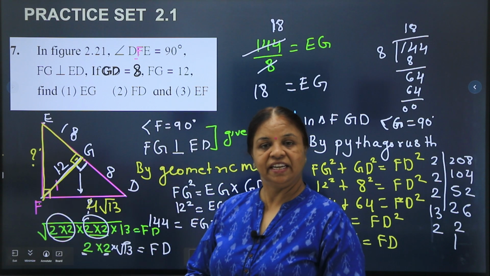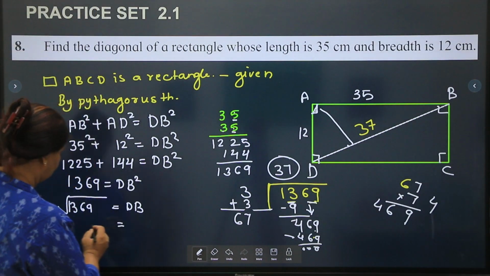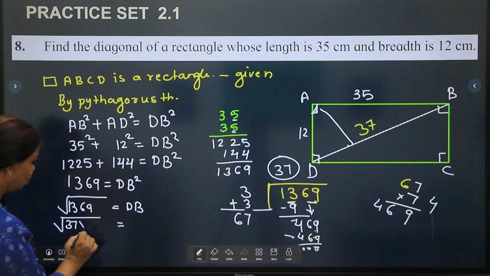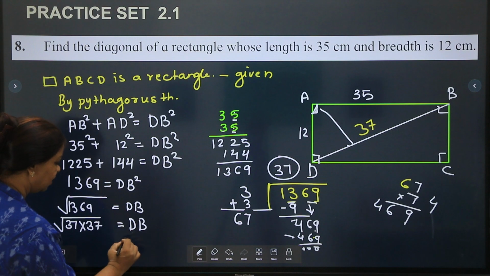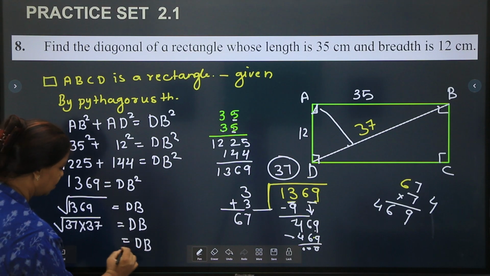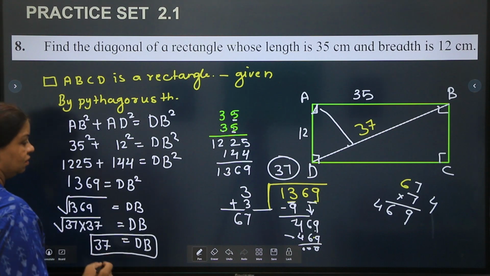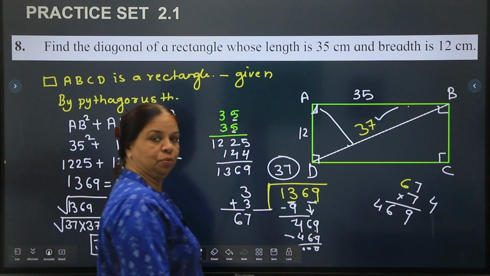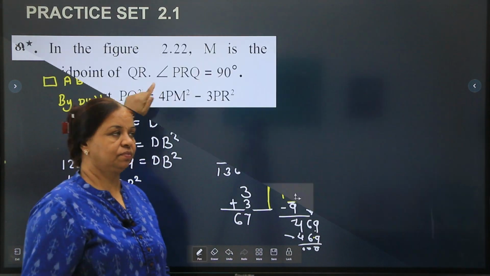Let us move to the next question, children. So dB is equal to under root 37 into 37, which is equal to dB. Therefore dB is equal to 37. We needed to find out the diagonal. So we got the diagonal as 37. You can pause and solve the sum. Let's move to the next question, children.